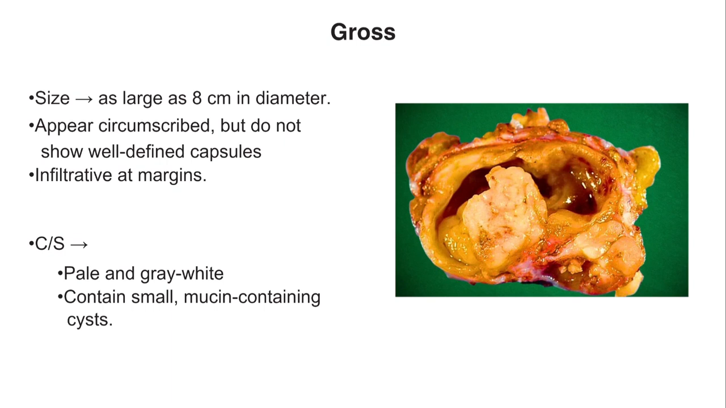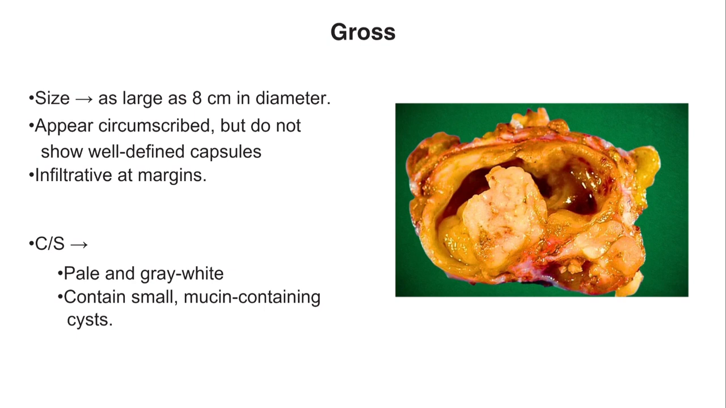These tumors can be quite large, reaching up to 8 centimeters in diameter. While they might appear circumscribed at first glance, it's crucial to highlight that they often lack well defined capsules. This means they can be infiltrative, particularly at the margins, which may affect surrounding tissues. If we look at the cut surface of these tumors, they typically present a pale gray-white appearance. Additionally, they contain some small cysts filled with mucin, which is a key identifier in their gross examination.